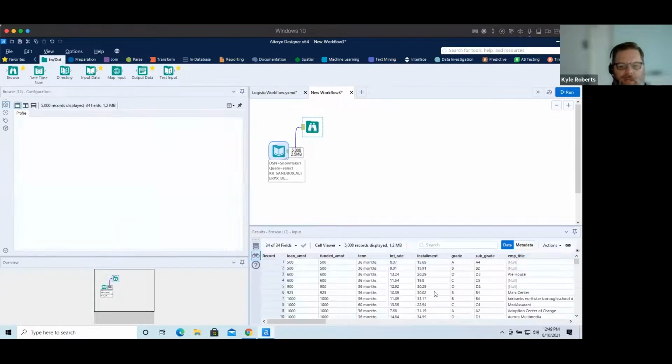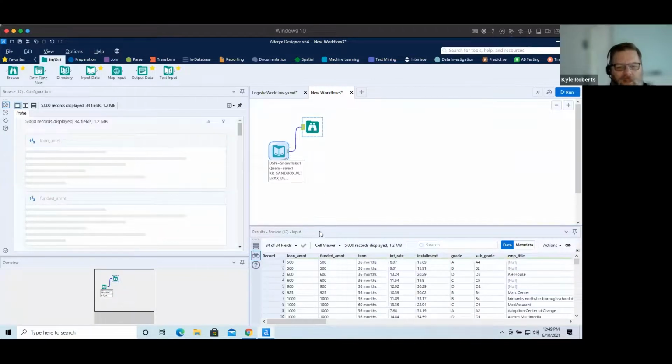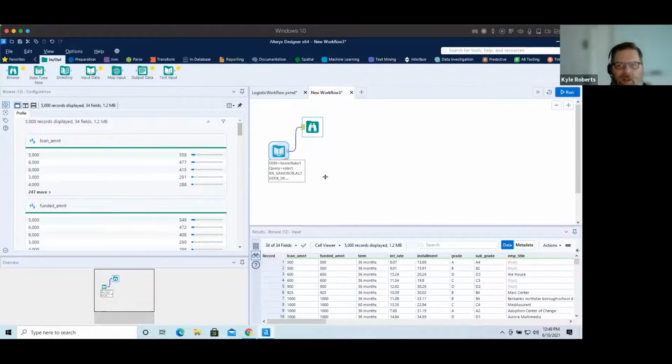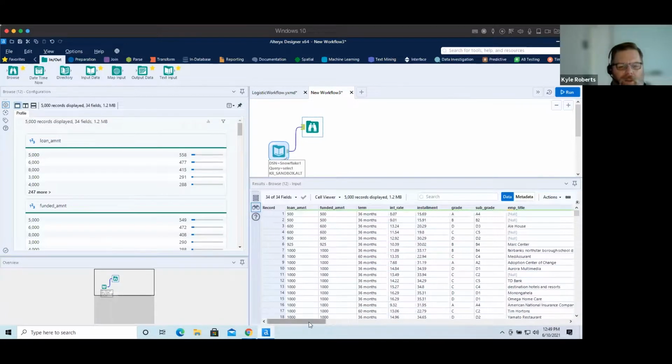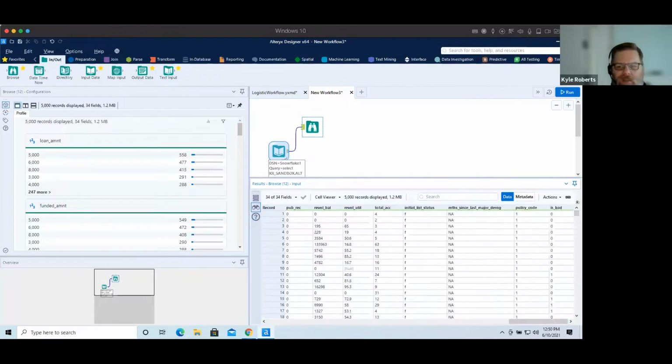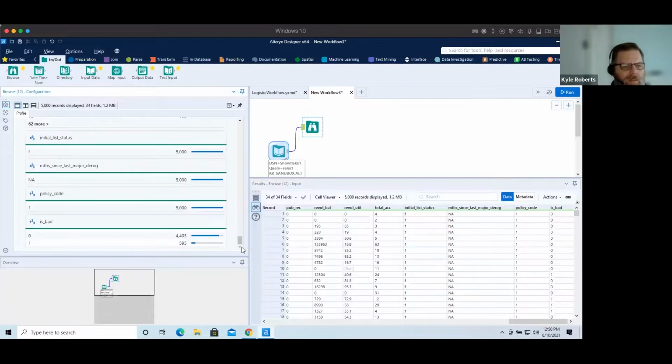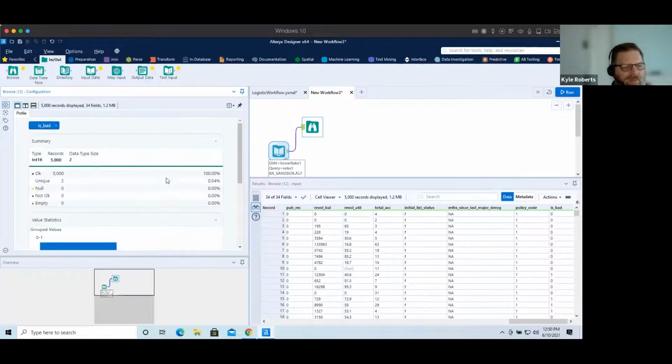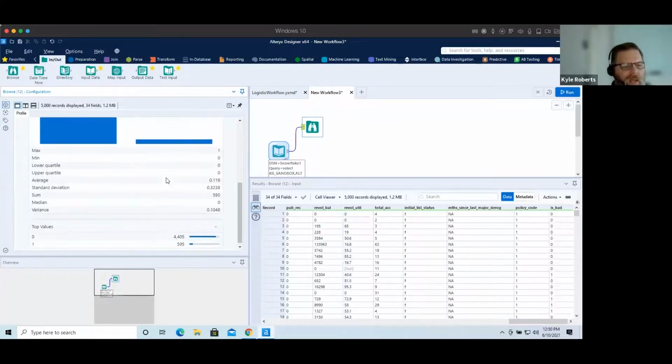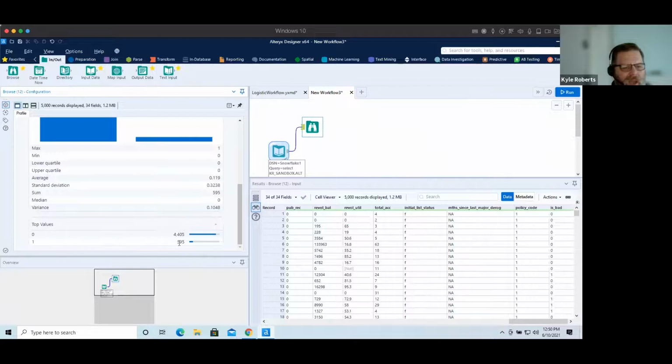All right, so here's my data. This is a really fun data set and good to play around with. What we really care about is that there are 5,000 loans here, and I'm going to care about this last column, is bad. If we look at the profiles, we can see that of those 5,000 loans, 595 went bad.